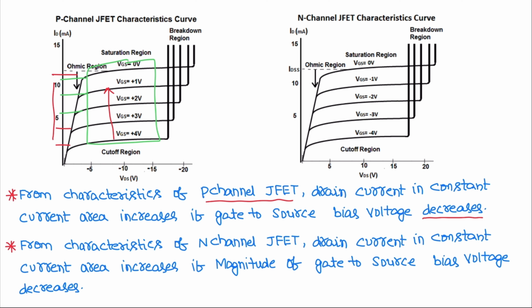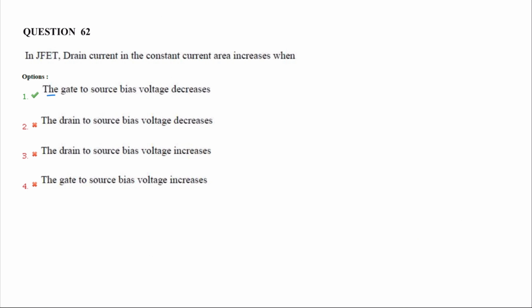Similarly, from the characteristics of N channel JFET, drain current in the constant current area increases. So drain current is increasing if the magnitude of VGS gets decreased. So from both the characteristics of P channel JFET and N channel JFET, drain current increases if VGS gets decreased. Correct option is 1.